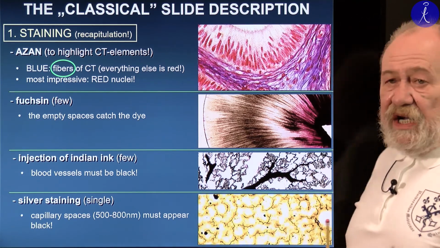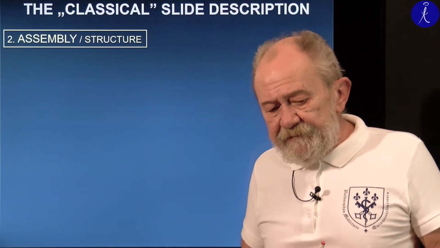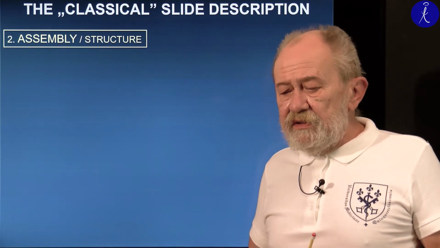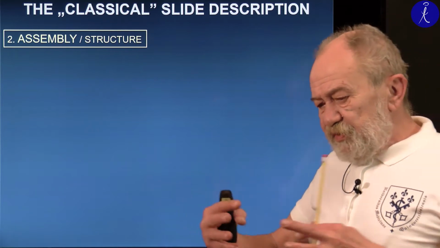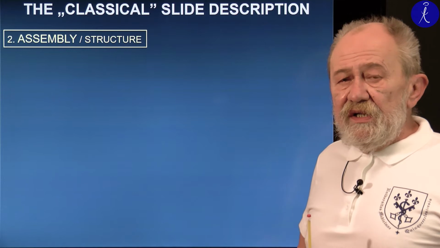So these are the bile capillaries in the liver. The second statement of yours, after stating the staining, is how the organ is assembled. So what's the general structure of the organ?